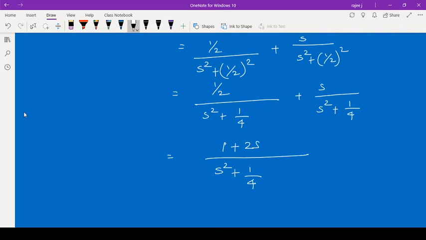So this will become 4s square plus 1 whole divided by 4 will come. So on that day we did this. That's why I am going in this way. That means a simplified form I am writing here. So I hope all of you remember this one.